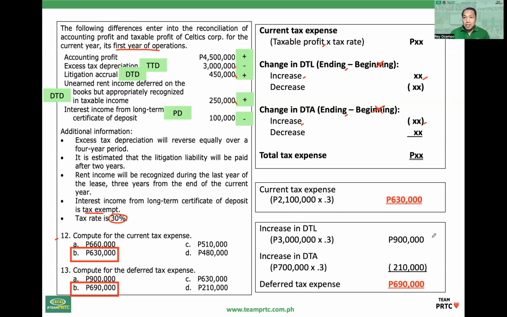So yan ang composition ng tax expense, current and deferred. So yung deferred, net change in DTL and DTA. Okay?